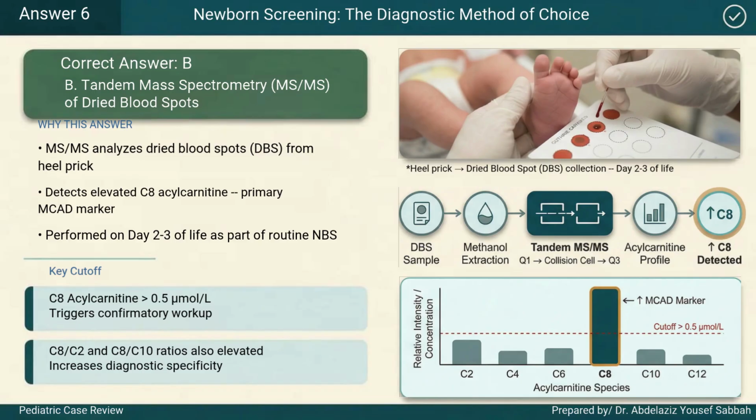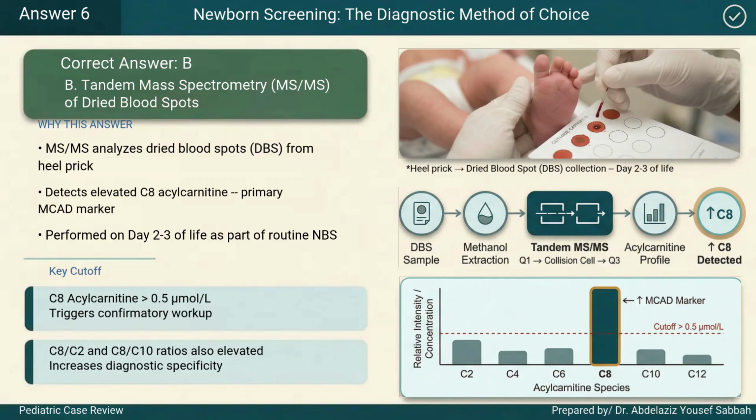This technology analyzes dried blood spots collected from a heel prick performed on day 2 to 3 of life as part of routine newborn screening. Tandem mass spectrometry detects elevated C8 octanoyl carnitine, which is the primary marker for medium-chain acyl coenzyme A dehydrogenase deficiency. The process begins with the dried blood spot sample, followed by methanol extraction, then analysis through the first mass spectrometer, a collision cell, and the third mass spectrometer to generate the acyl carnitine profile.